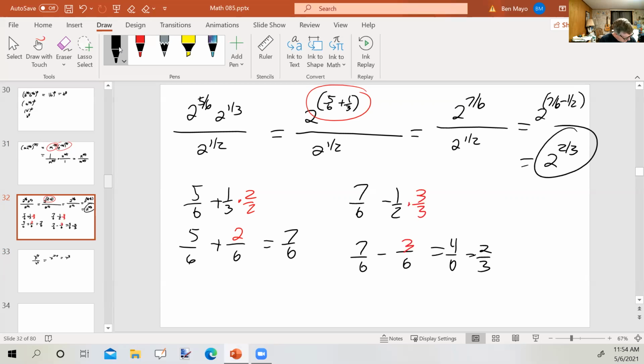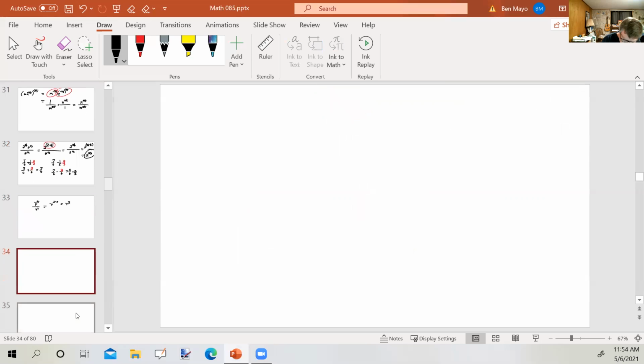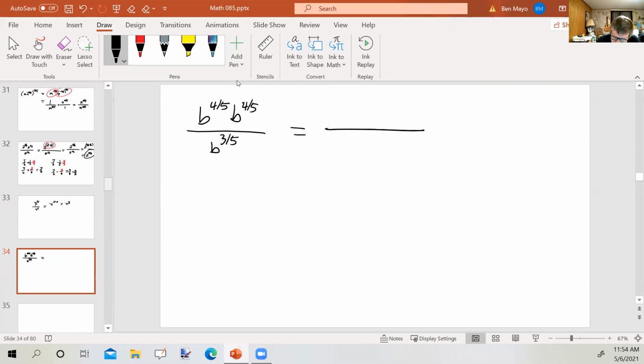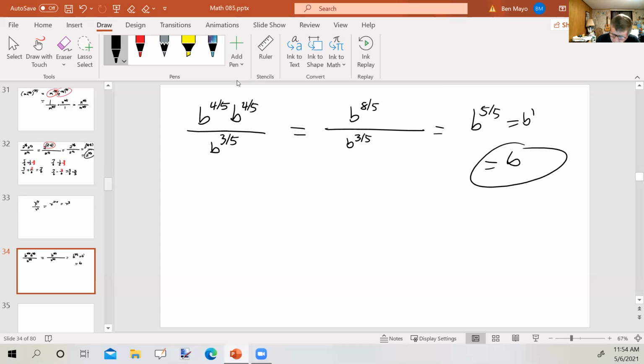Okay, let's see here. b to the 4/5 power times b to the 4/5 power over b to the 3/5 power. Multiplying two powers with the same base, you add the exponents, so I get b to the 8/5. Dividing two powers with the same base, you subtract the exponents. 8/5 minus 3/5 is 5/5, so it's b to the 1 power, or just plain old b. So the whole thing simplifies down to just plain old b.